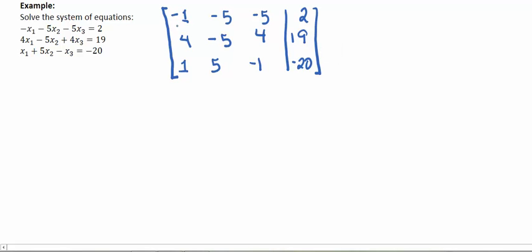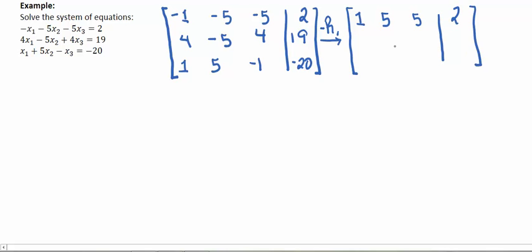So the first step would be to get a 1 in the first row, first column. I could do that in 2 different ways. I could switch the first and the third row, or what I'd rather do is multiply the first row by -1. That makes it 1, 5, 5, and then 2. The other 2 rows will still stay exactly the same as what they were previously.